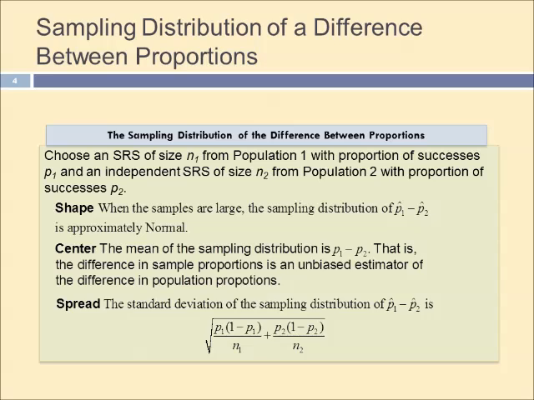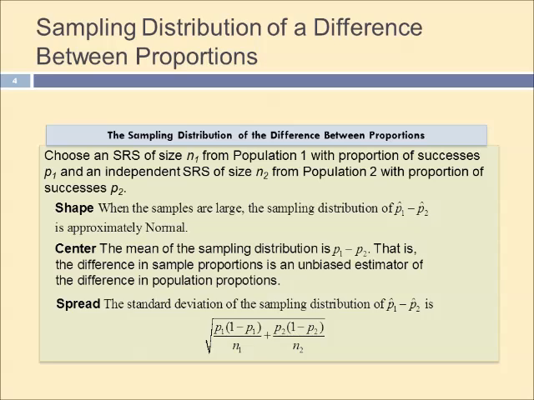Again, the difference between P1 and P2 is fixed. Those population proportions have some value. So we're considering taking different samples and looking at the difference of the sample proportions and plotting those. So again, the difference between sample proportions is approximately normal. The mean of the sampling distribution is the difference between the population proportions. So we can use the sample proportions to estimate the difference in population proportions.